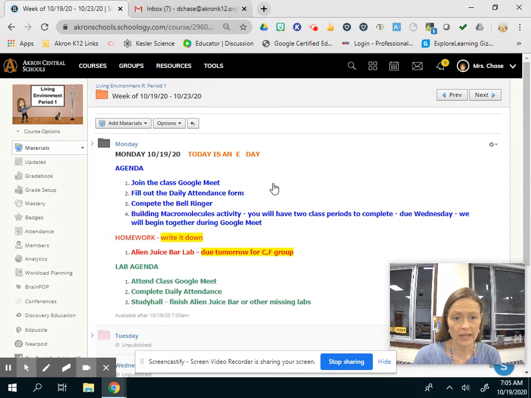Our agenda for class, we're doing a Google Meet. You're doing your daily attendance form. Please answer the bell ringer, and then we're starting an activity. It's going to take you probably 2 periods to complete. We're building macromolecules, so you're actually going to be moving little pieces around on your Chromebook, but you're going to be manipulating things to build some large organic compounds.